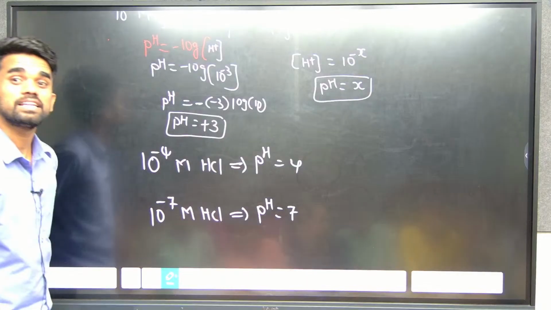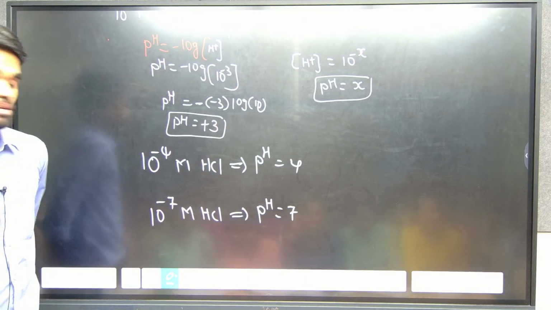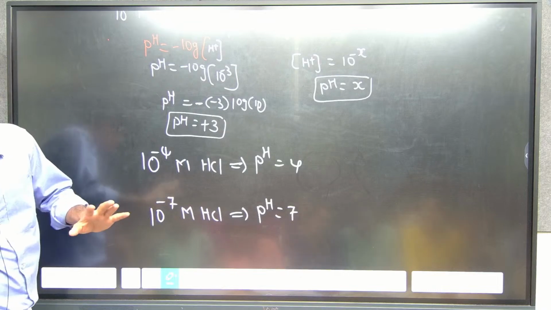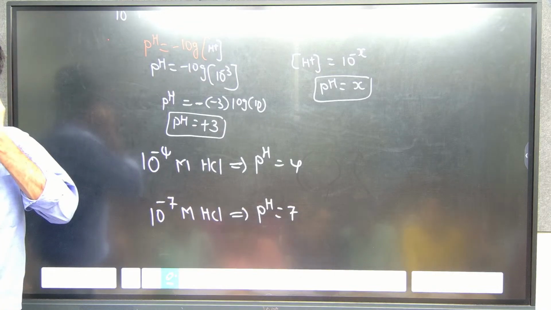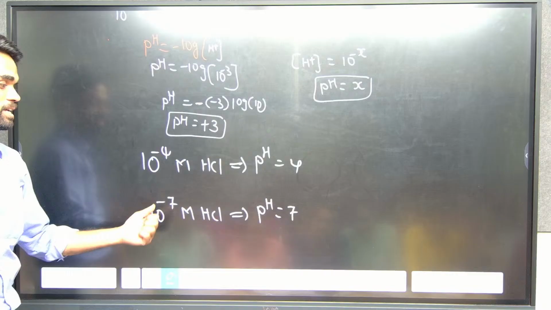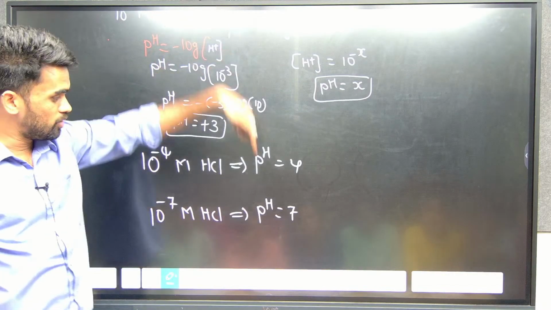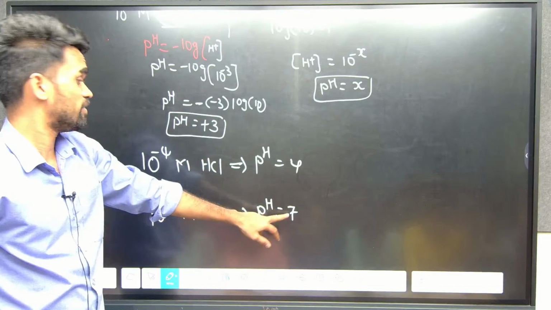pH 7 means what? It is at 25 degrees Celsius. pH 7 means neutral, but you are saying acid.